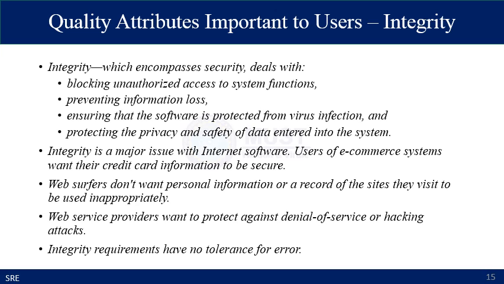The next attribute is integrity, which encompasses security as well. It deals with blocking unauthorized access, preventing information loss, ensuring the software is protected from virus infection, and protecting the privacy and safety of data entered into the system. Integrity is a major issue with the internet. Users of e-commerce systems want their credit card information to be very secure. Any system which includes the user's personal or private data must have integrity encompassed in its quality attributes.